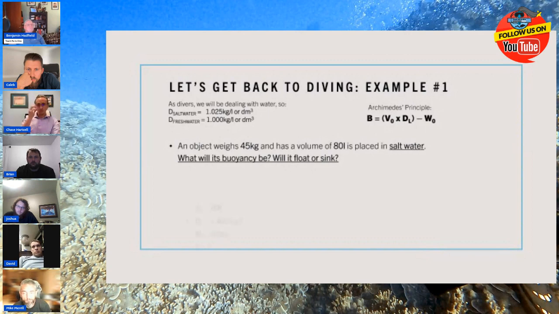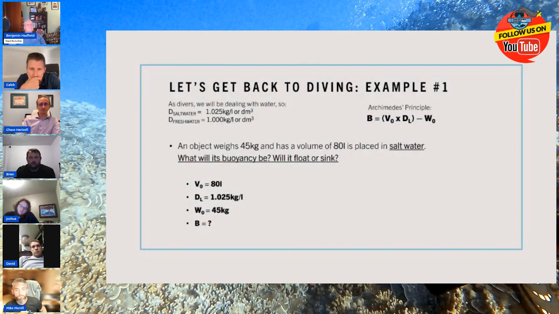And I'll give you a hint. I'll put them up here. So can anyone do the math? I'm going to make people do math. So will it float or sink? And what's the buoyancy?